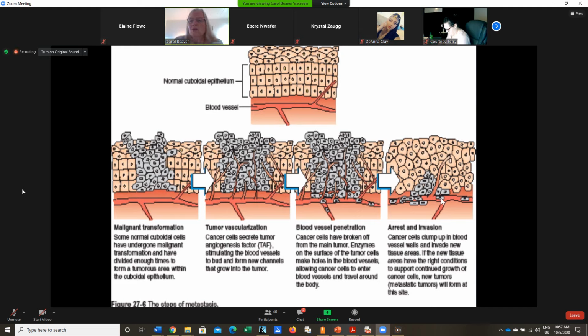And then we have the arrest and invasion. So cancer cells clump in the blood vessel walls and invade the new tissue area. So this is some other tissue that was normal and now it's not anymore. And if the new tissue areas have the right conditions to support the growth of those cancer cells, the new tumors, the metastatic tumors, will form at this site. So that's just a scary thing.